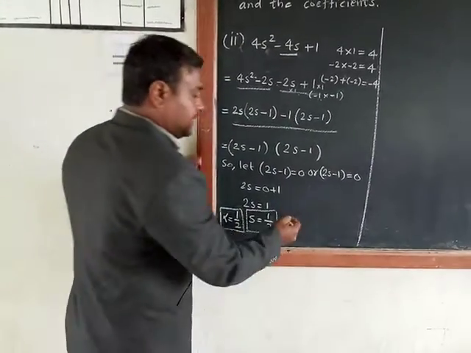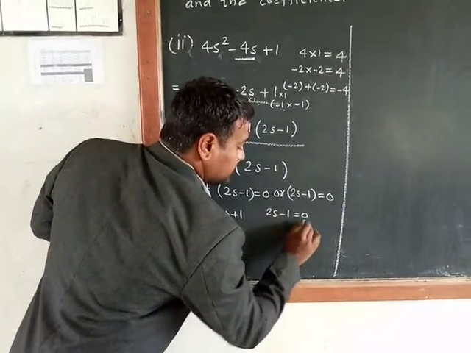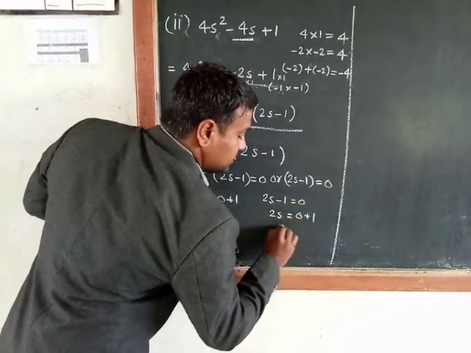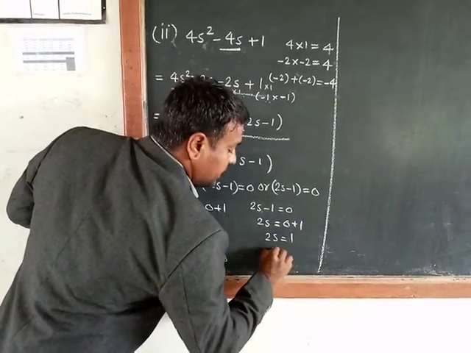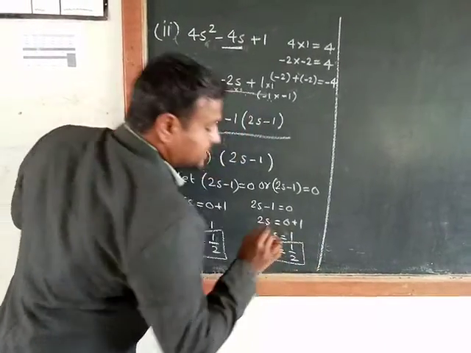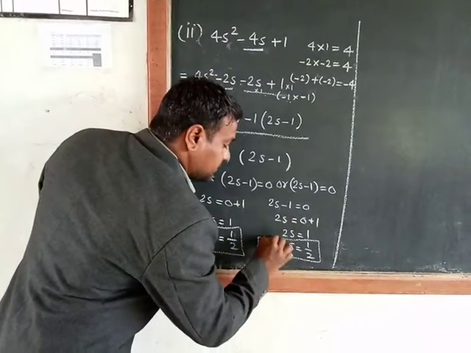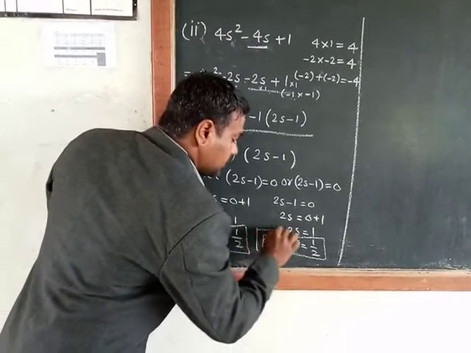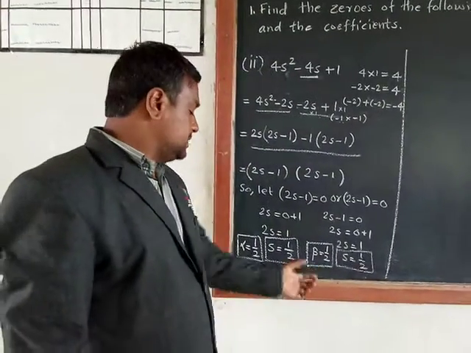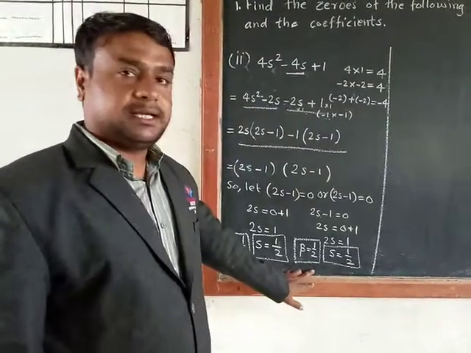Now let us find beta. Again, 2s minus 1 is equal to 0, and minus 1 goes to the other side. So 2s is equal to 1, and s is equal to 1 upon 2. Here we got our second zero, and we call it beta. So beta is equal to 1 upon 2. So we found our two zeros: alpha is 1 half and beta is 1 half.